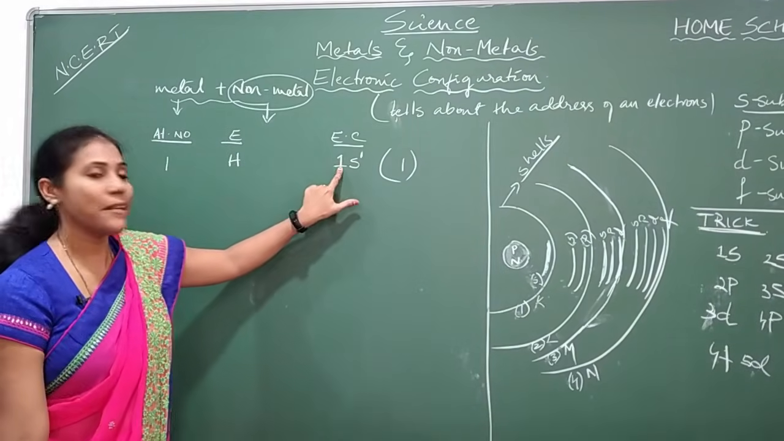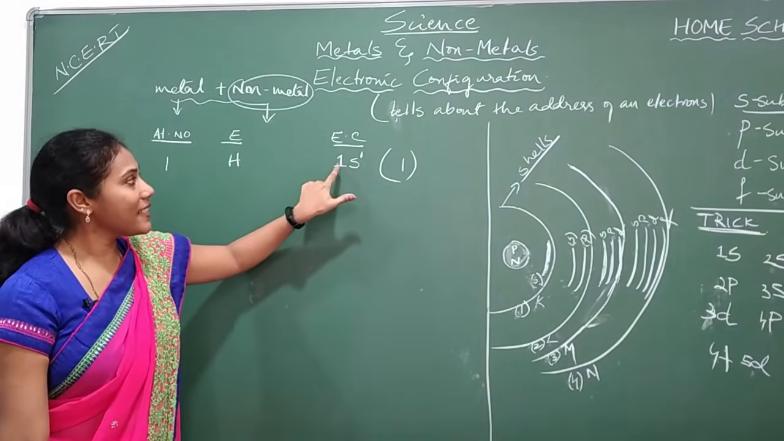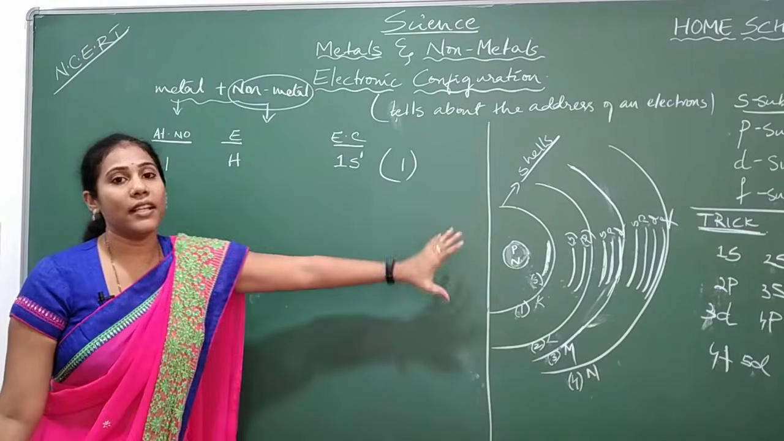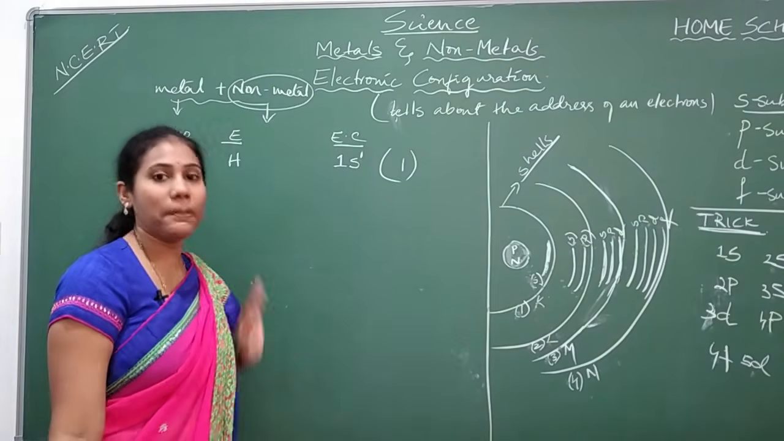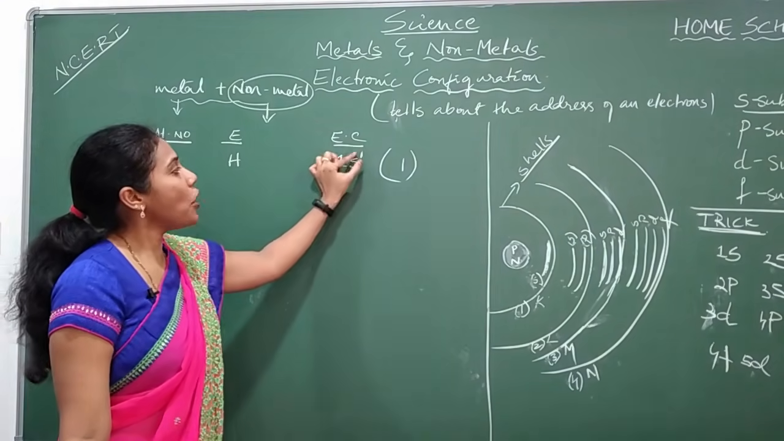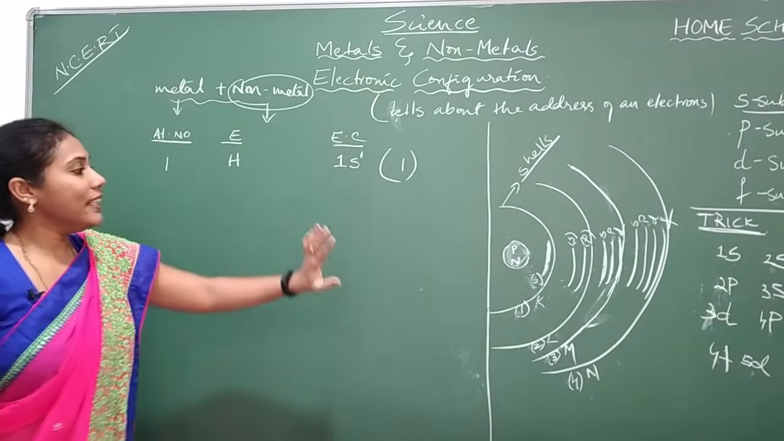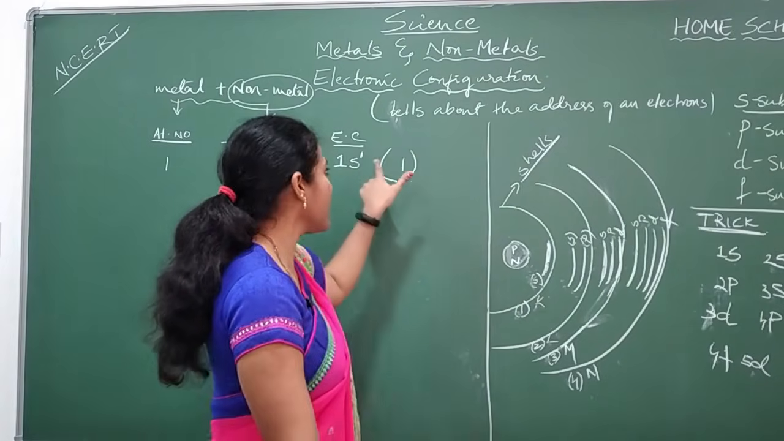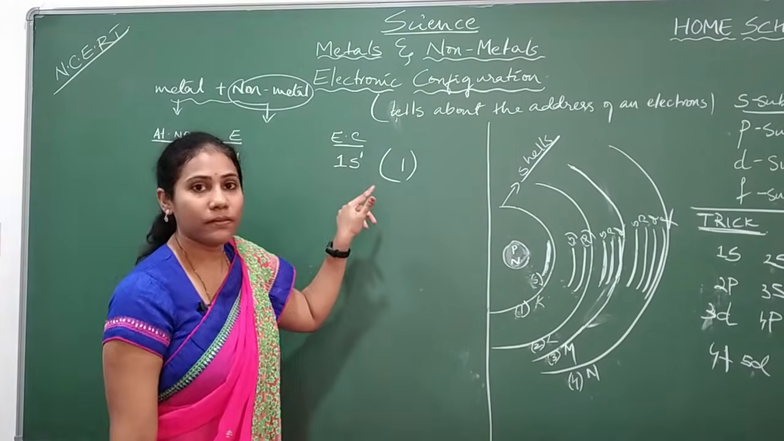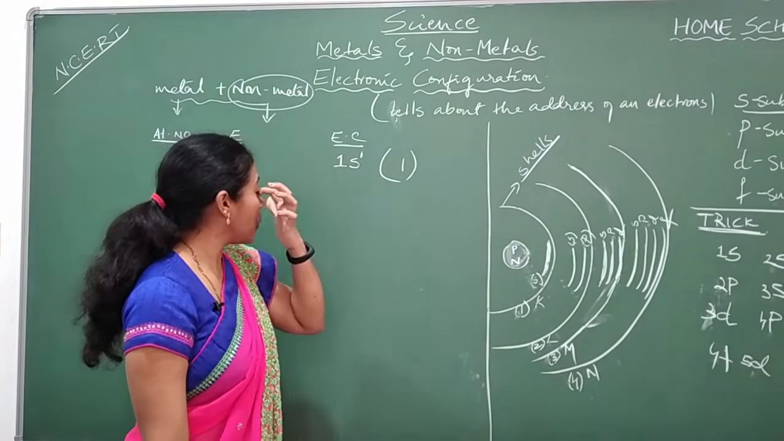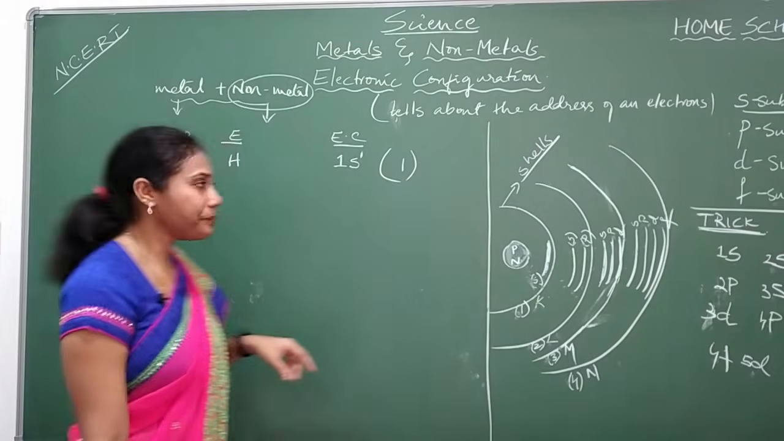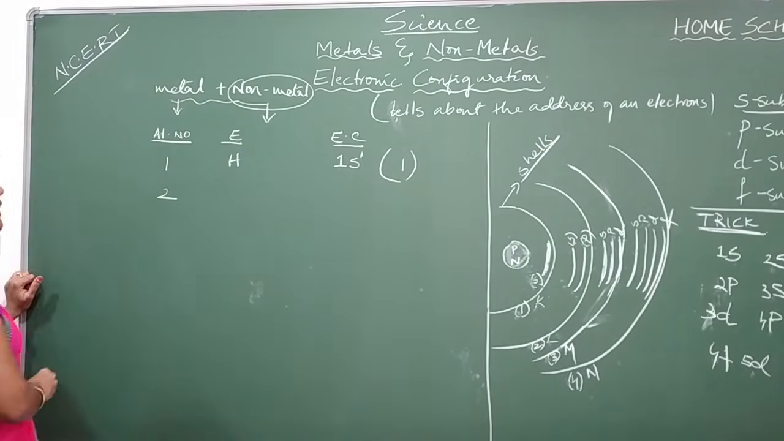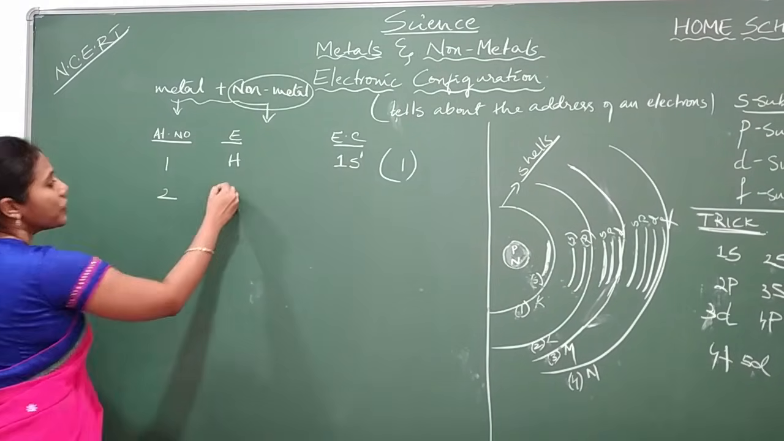This 1 indicates the main shell. This s indicates that in this main shell, s is the subshell. In that subshell, the electron is present. So this is the address of the presence of 1 electron in the hydrogen atom. The address for this electron is 1s. Clear? Fine.